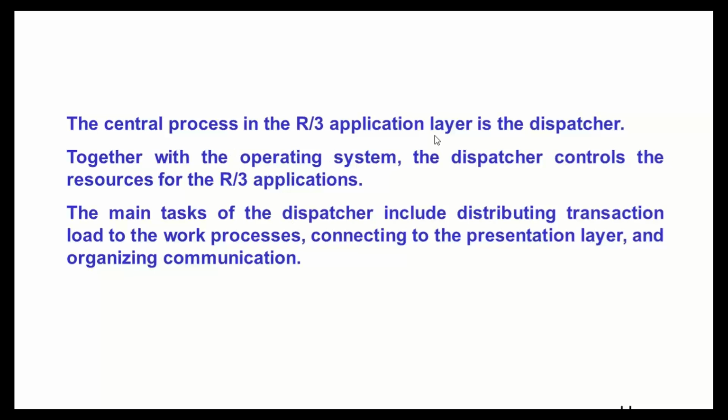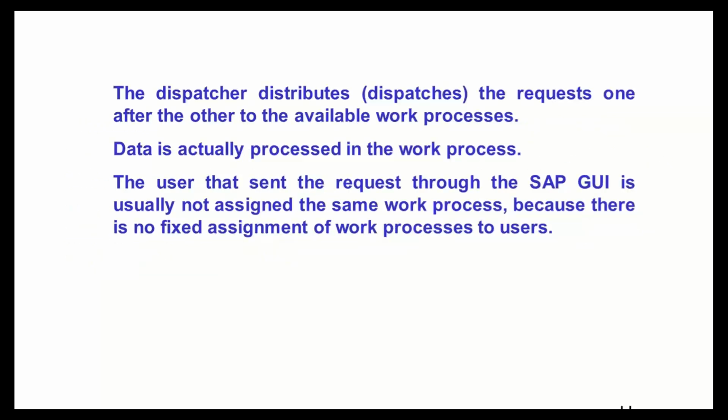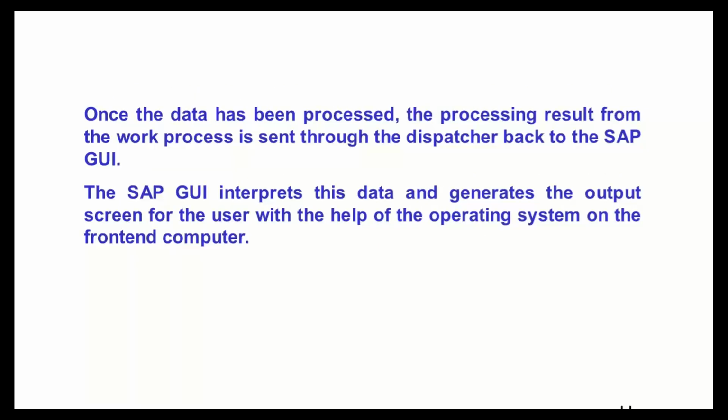So the central process in the ABAP application layer is the dispatcher. Together with the operating system, the dispatcher controls the resources of an R/3 system. So what is the main task of the dispatcher? To distribute the workload to the work processes and then give back the response to the presentation layer. The dispatcher distributes the requests one after the other to the available work process. Data is processed in the work process. Once the data has been processed, the processing results from the work process are sent through the dispatcher.